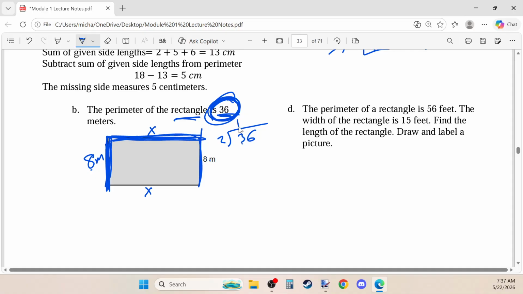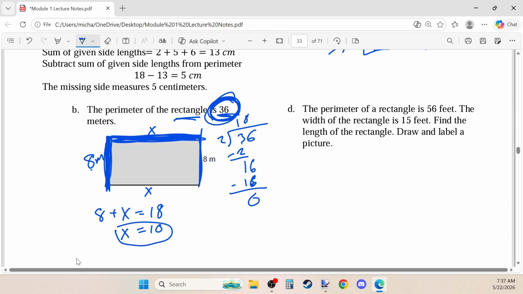2 goes into 3 one time. 1 times 2 is 2. 3 minus 2 is 1. Bring down the 6. 2 goes into 16 8 times. 8 times 2 is 16. 16 minus 16 is 0. There's no remainder. So this side plus this side equals 18. If I subtract 8 from both sides, I get the missing side is 10.